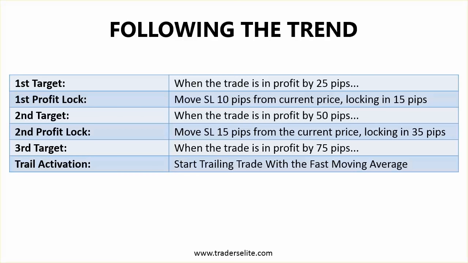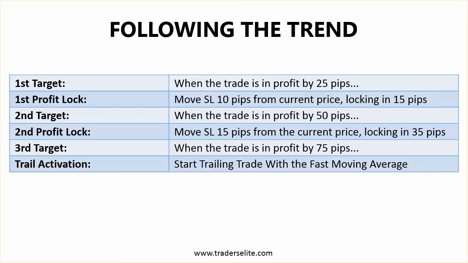And of course, I keep on saying you need to lock in profits as you go. So let's say our first target is 25 pips. So when the trade is in profit by 25 pips, move stop loss 10 pips from the current price, and that locks in 15 pips. When the trade is in profit by 50 pips, move the stop loss 15 pips from the current price, locking in 35 pips. And when the trade is in profit by 75 pips, you can start trailing the trade with, in this case, the fast moving average as an example.